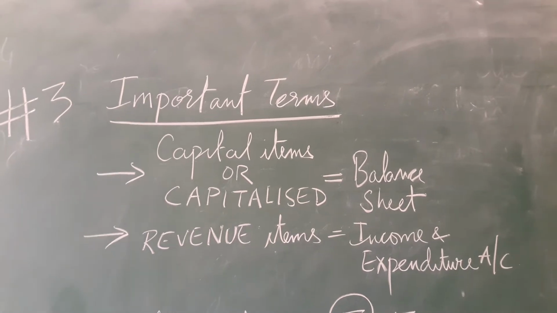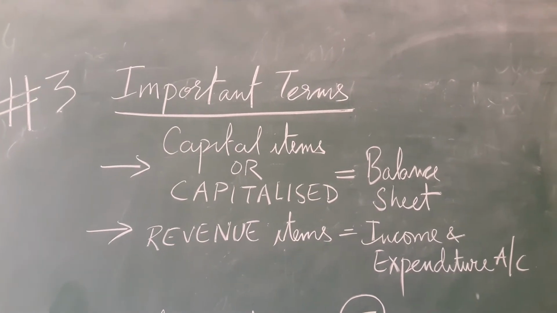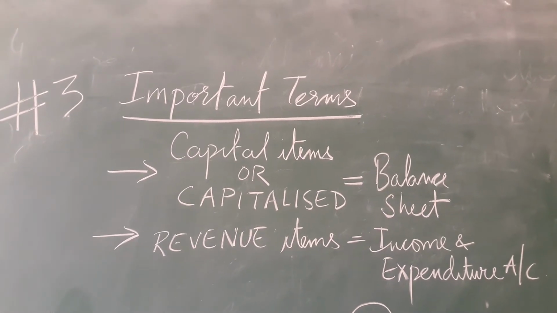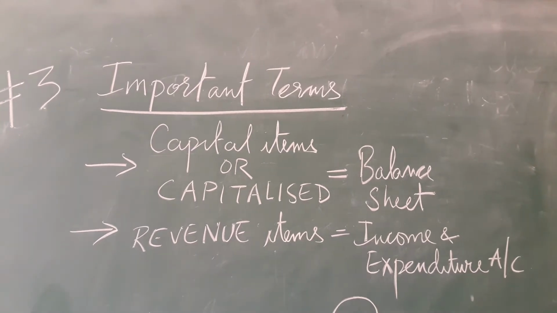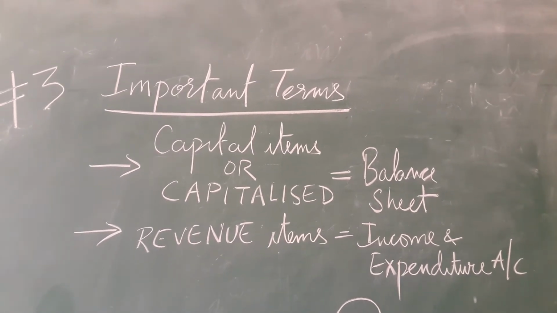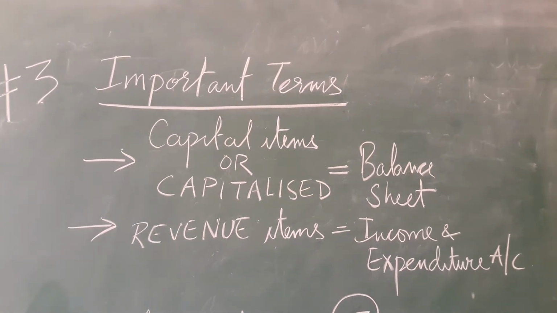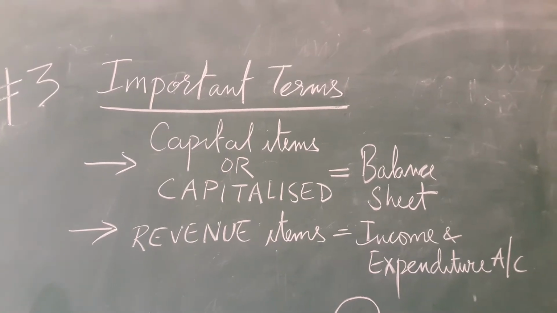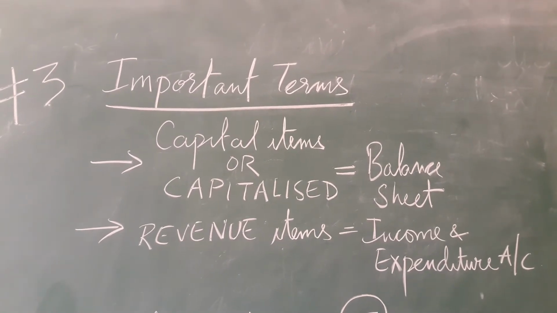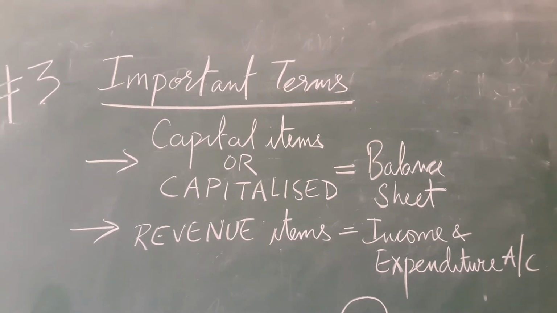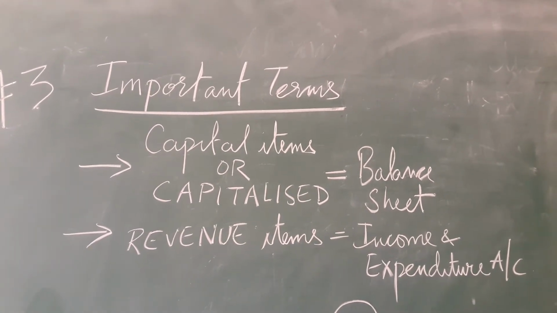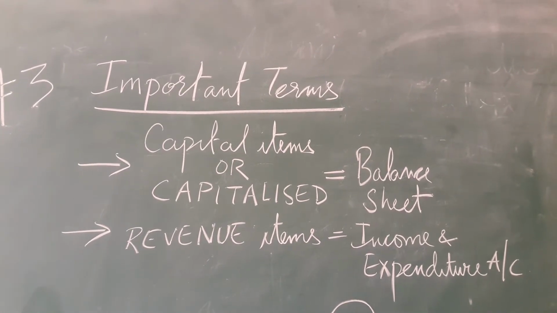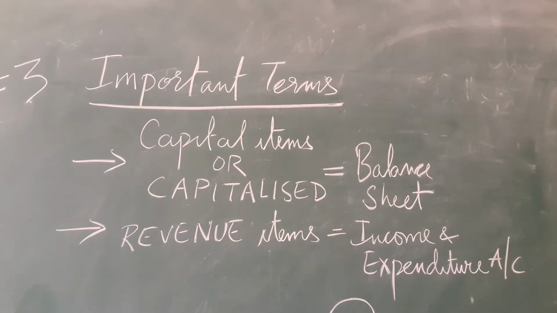Before I discuss those important terms, there is a rule. All capital items must be shown in the balance sheet. You already know this. It can also be mentioned that a particular item should be capitalized. Capitalized means treat it as a capital item, that is, show it in the balance sheet. And the remaining items will be revenue items and they will be shown in the income and expenditure account. So capital items in the balance sheet, revenue items in the income and expenditure account.